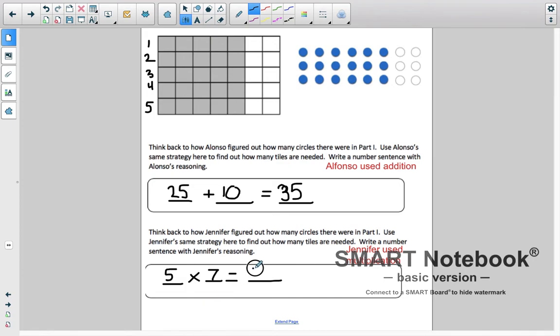And it's also 35. So again, they just saw a different picture, but they used the same strategy. They used an addition strategy and they used a multiplication strategy. So both strategies figure out how many tiles there are. Instead of counting each one, each piece, you can figure it out through addition or you can figure it out through multiplication, and either one is right. All right, let's move on.